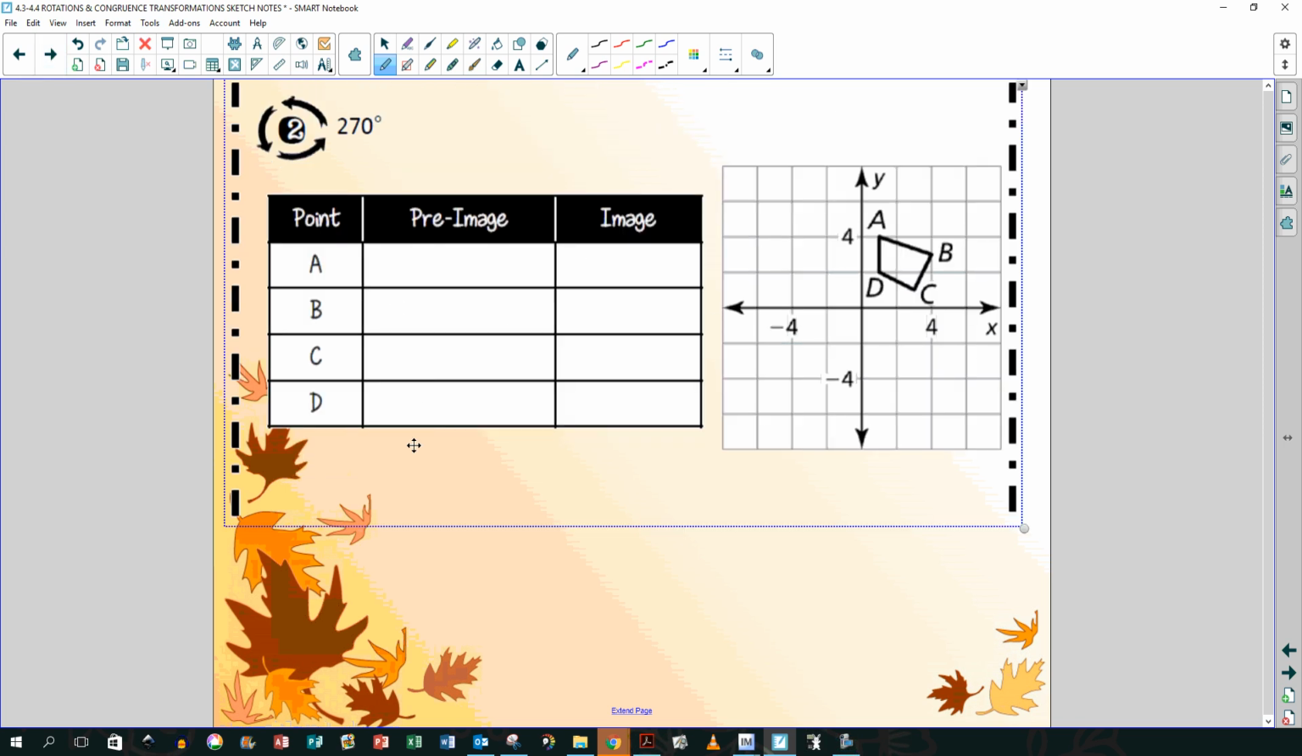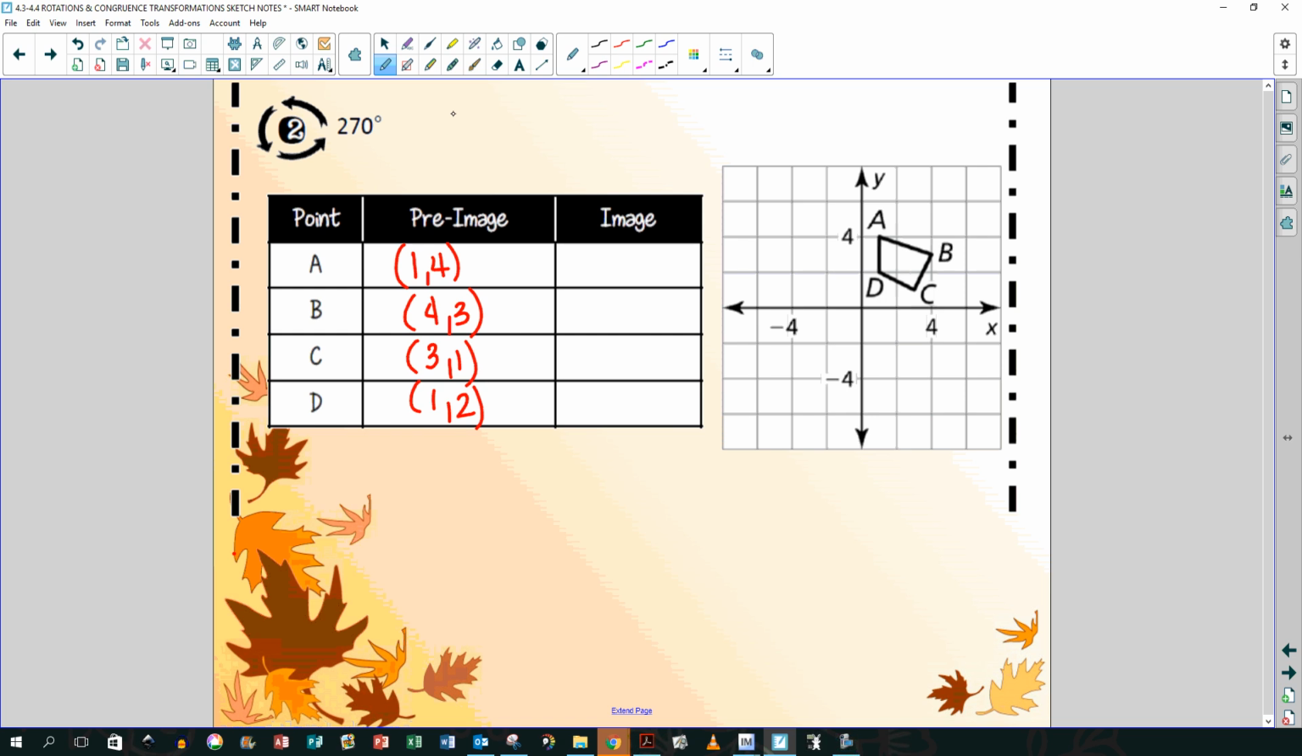270, so let's get our points. So our pre-image is, let's see, A is, so these are counting by twos again, 2, 4, so that's going to be 1, 4. So 1, 4, 4, 3, 3, 1, and 1, 2.